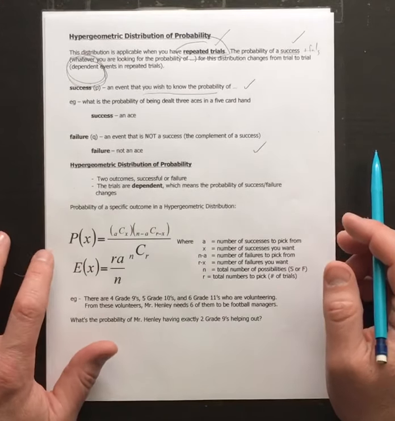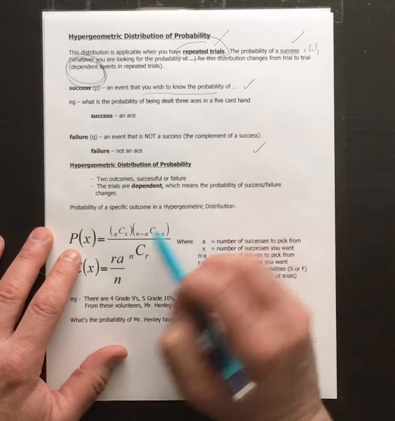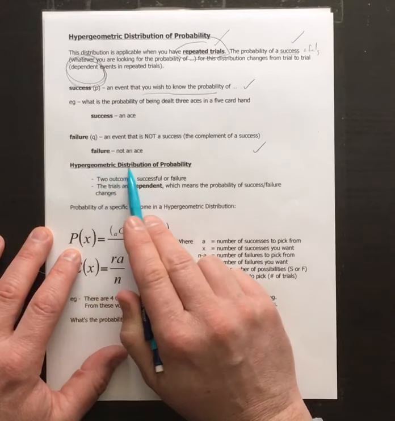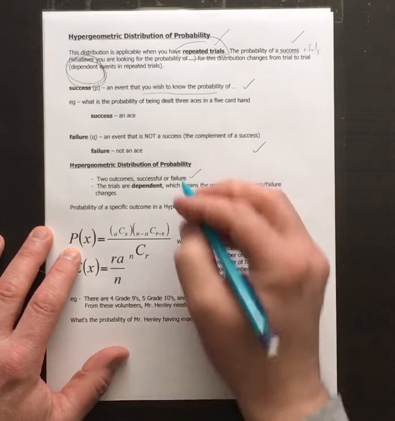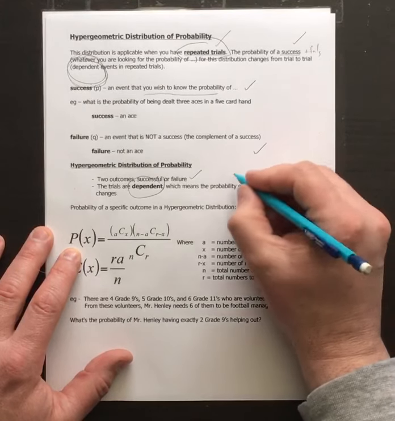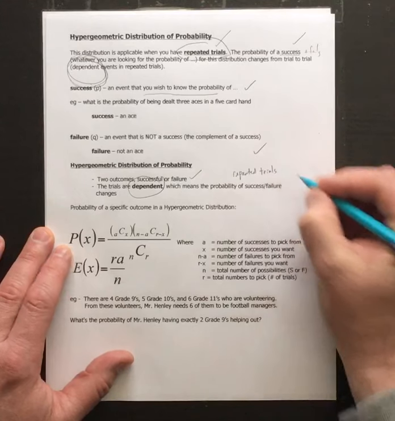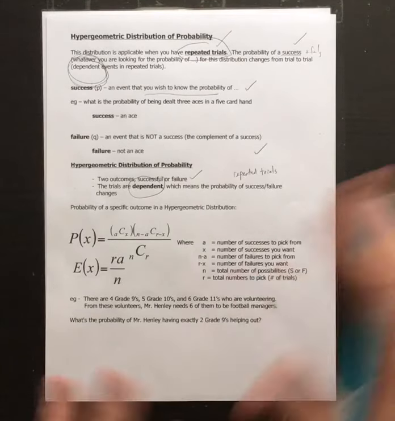Now, if you look at the formula, it looks crazy. Let's stay away from that, and I'll explain to you how it works, the same way I explained the binomial distribution formula. So again, for hypergeometric distribution of probability, we still have two outcomes, success and fail. The trials are dependent. That's key. And of course, we have repeated trials that are seen as success and fail. That's a key characteristic, but it's kind of assumed for these two distributions, whether it's hypergeometric or binomial, that they're repeated trials, but that's okay.